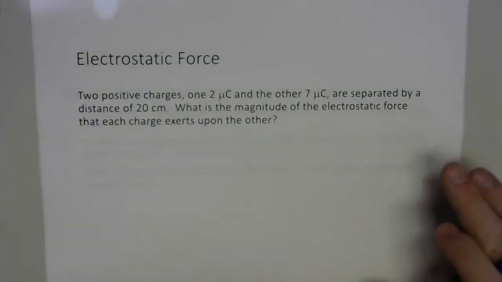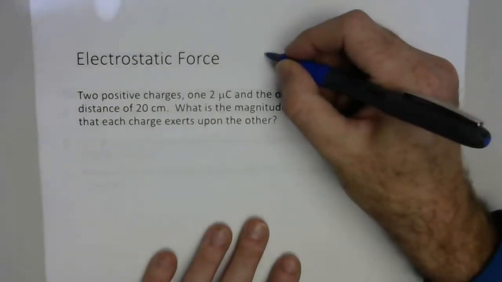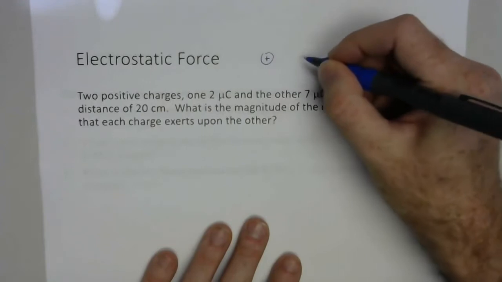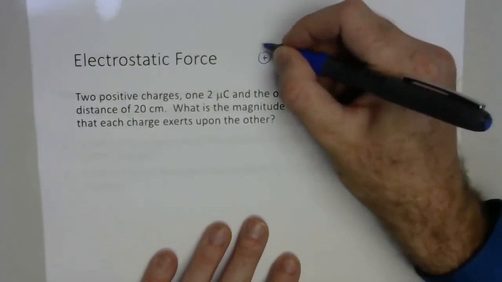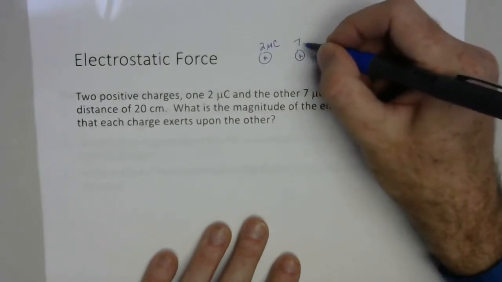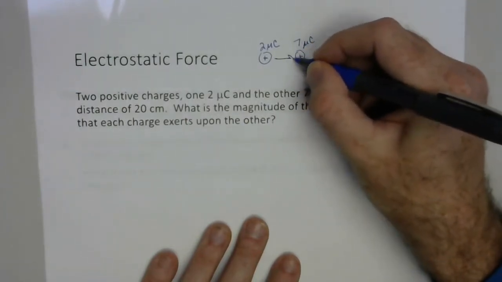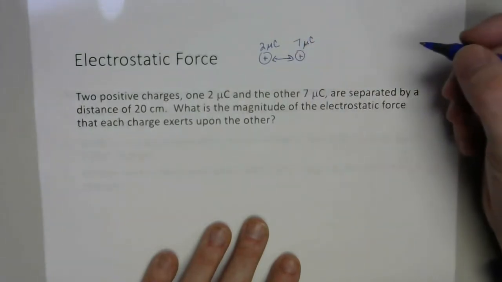All right, this is a brief tutorial on electrostatic force in terms of charged particles. So let's look at a basic problem here. We got two positive charges, which means they're going to repel. One is 2 microcoulombs, and the other is 7 microcoulombs, where micro is 10 to the negative 6. They are going to repel one another because they're both positive.